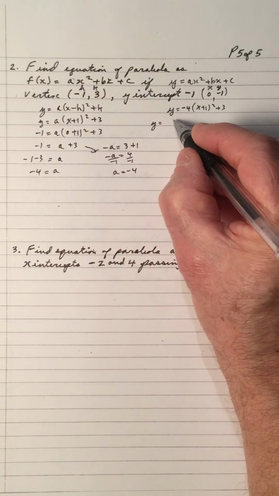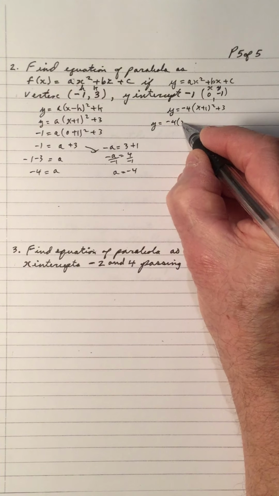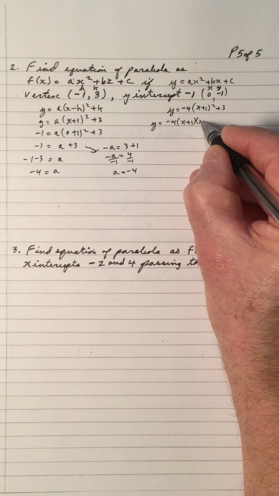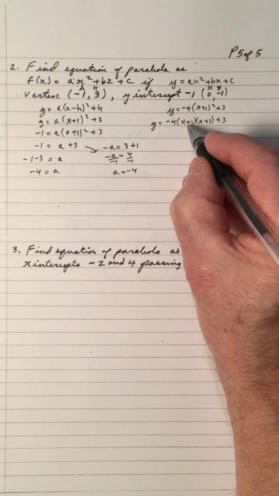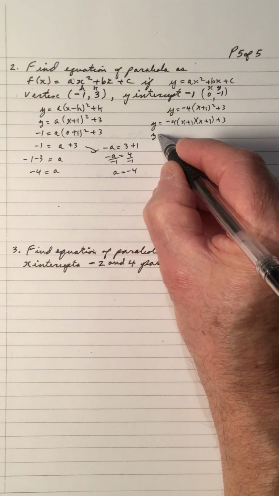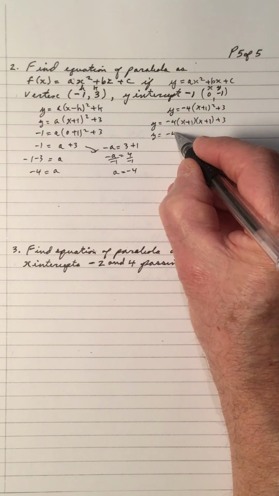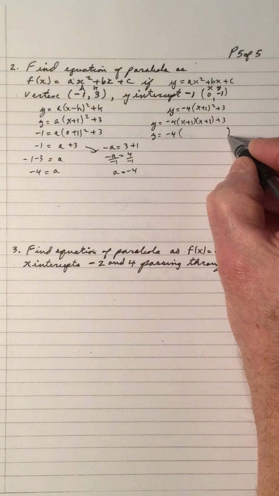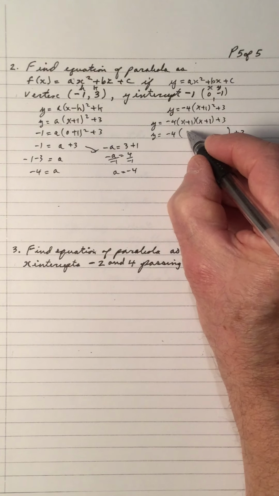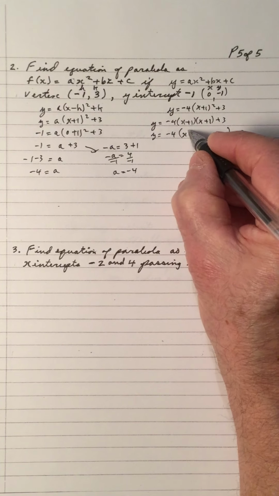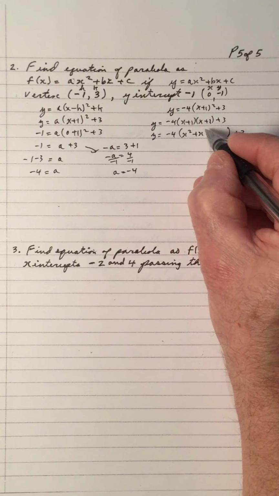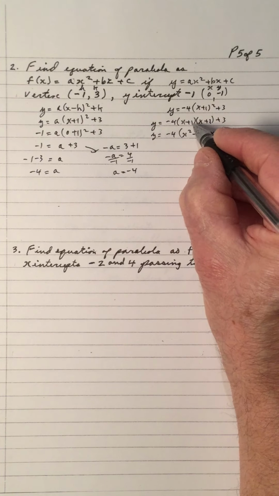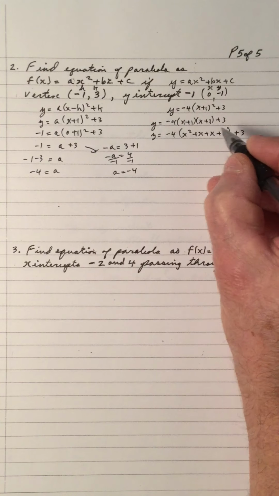Now this is in the vertex form, so we've got to change it to what we call the standard form. So negative 4 bracket x plus 1, x plus 1. We're squaring it, so I'll multiply it out. Write it down twice. I'll do my FOIL first. That's what I like to do. X times x is x squared. X times 1 is 1x. 1 times x is 1x. 1 times 1 is 1.